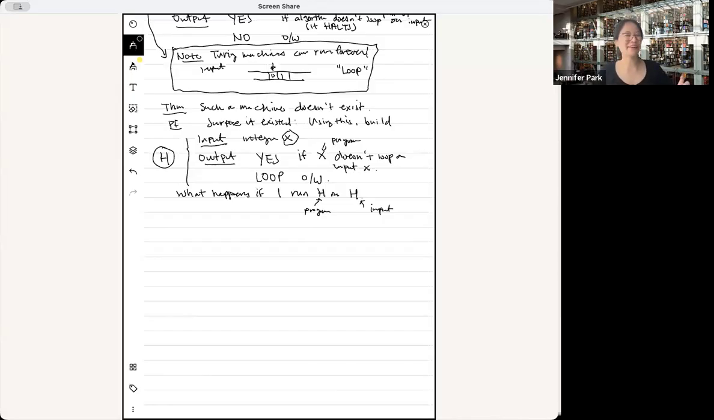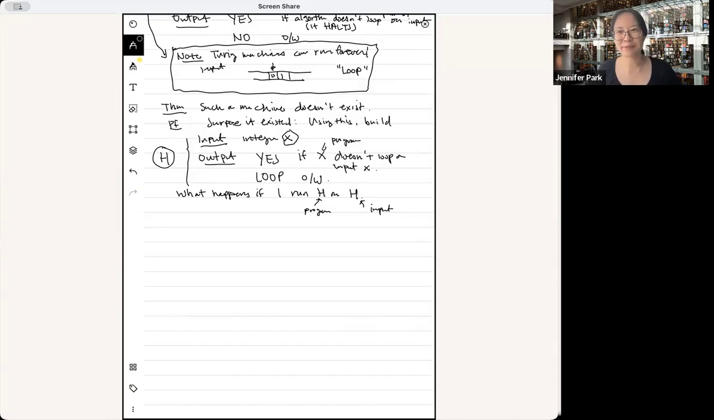Remember that any finite string of characters you can write as an integer. A program is a finite string of characters, so it can be written as an integer, but also an input is a finite string of characters, so it can be written as an integer. So given an integer, there's going to be a program that it corresponds to and an input that it corresponds to. So I'm looking at it in two different ways. Then the question is this: if I run h on h, what happens?